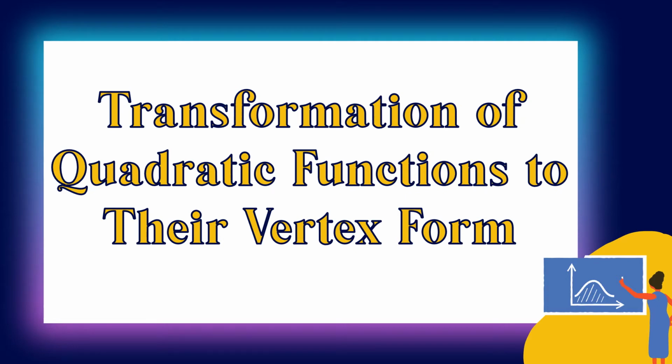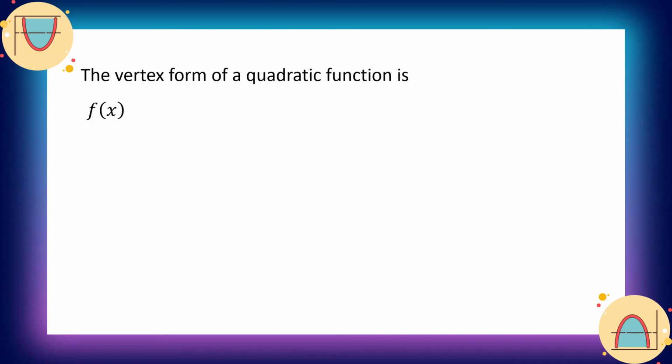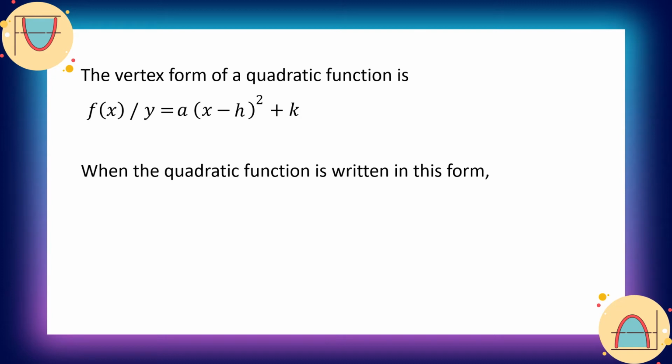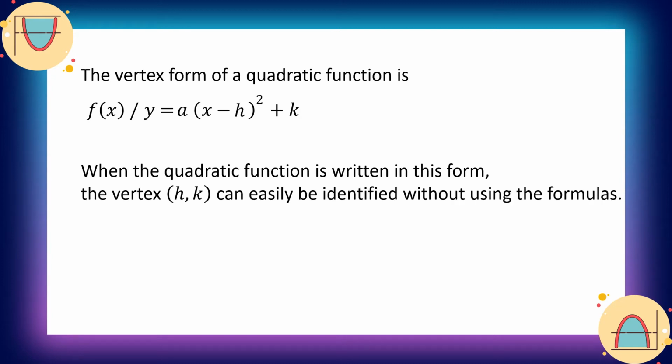We are going to discuss the transformation of quadratic functions to their vertex form. The vertex form of a quadratic function is written as f(x) or y equals a times the square of the difference of x and h, plus k. When the quadratic function is written in this form, the vertex (h, k) can easily be identified without using the formulas.